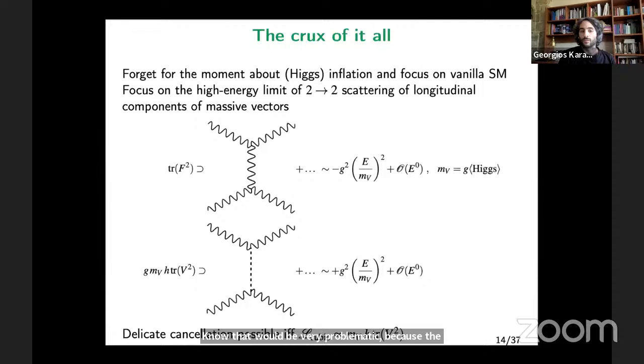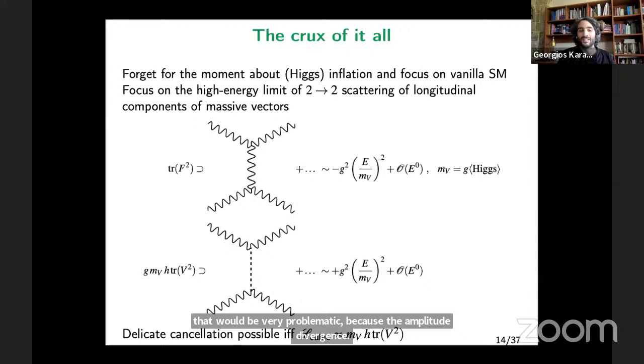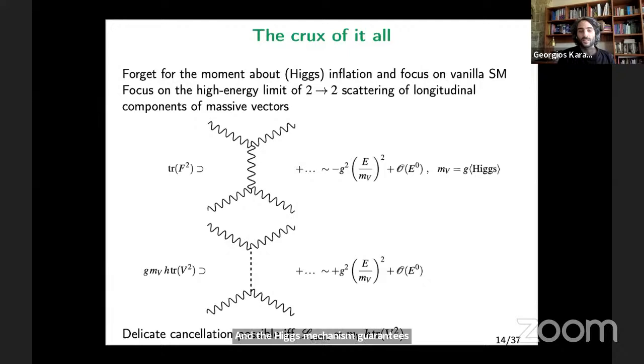But it's very fortunate that actually, it's the Higgs mechanism. And the Higgs mechanism guarantees that these are well behaved due to the interaction of the Higgs field with the vector bosons coming from the covariant derivative. And as you can see here, the contribution of diagrams involving the physical Higgs excitation has exactly the same behavior. And this delicate cancellation is what guarantees the good high energy behavior of the sector of the standard model.